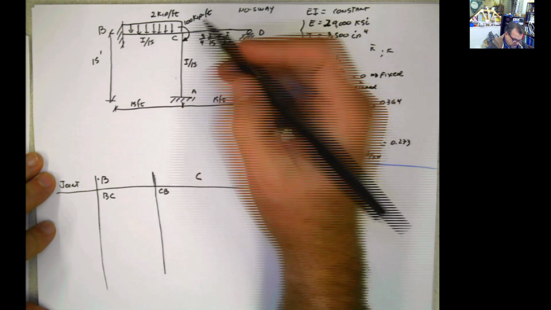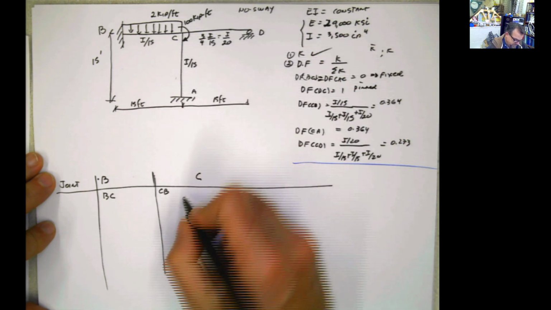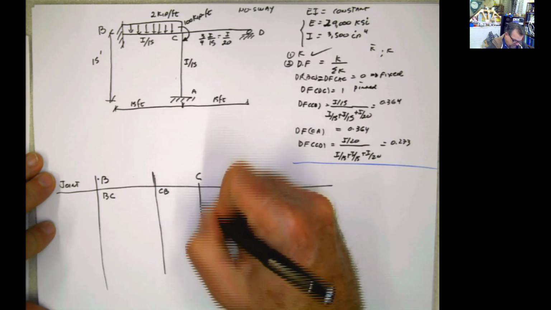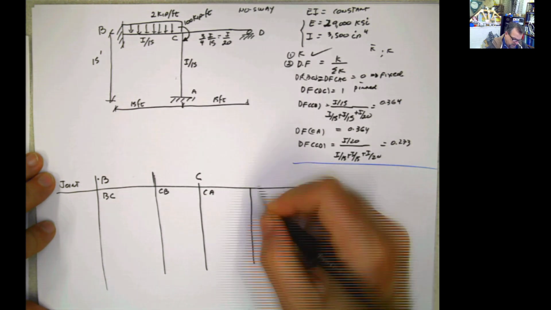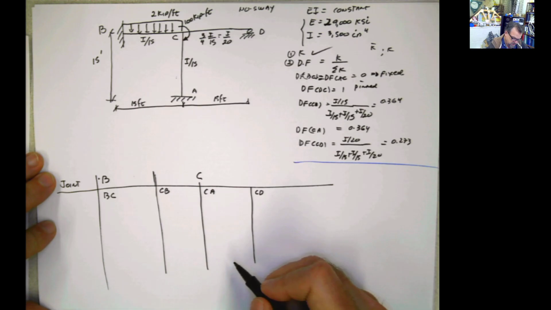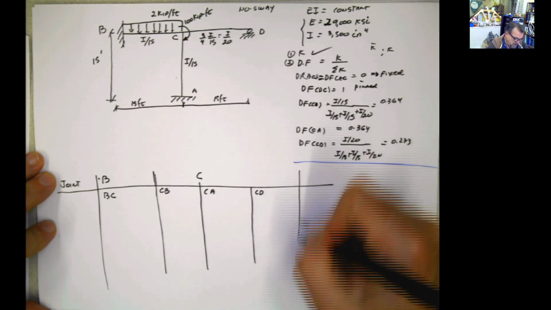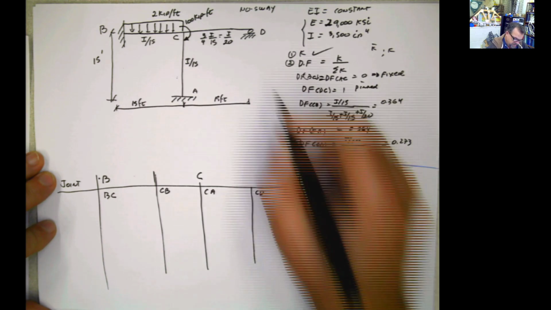You can actually try to put CD and DC if you want to. I'm going to put CA here, and then I'm going to put CD. Those are the three bars connected to that joint C. But now I'm going to put the joint D, and in the joint D, I'm going to put DC.